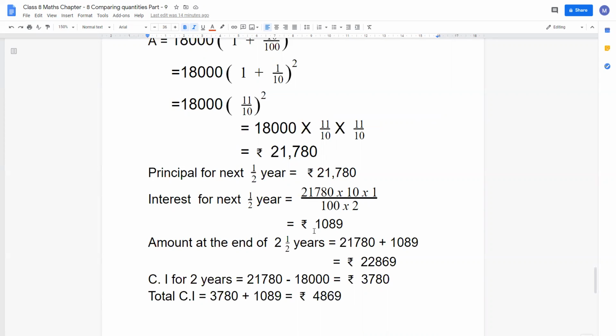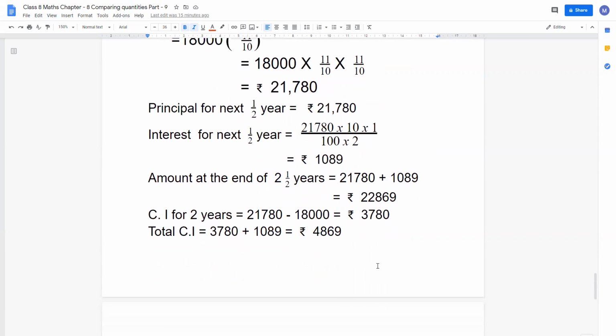Now this calculation is very easy. Zeros can be cut. This number dividing by 2 you will get 1089. So this 1089 is the interest for the half year. So amount at the end of 2.5 years equal to, what is the amount at the end of 2 years? 21,780 plus the half year's interest 1089. Adding, we are getting 22,869. So this is the amount at the end of 2.5 years.